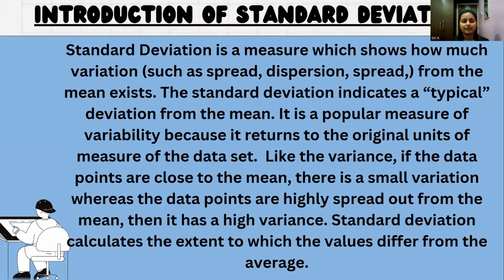Introduction of standard deviation. Standard deviation is a measure which shows how much variation, such as spread or dispersion, from the mean exists. The standard deviation indicates a typical deviation from the mean. It is a popular measure of variability because it returns to the original units of measure of the dataset. Like the variance, if the data points are close to the mean, there will be a small variation, whereas if the data points are highly spread out from the mean, then it has a high variance.